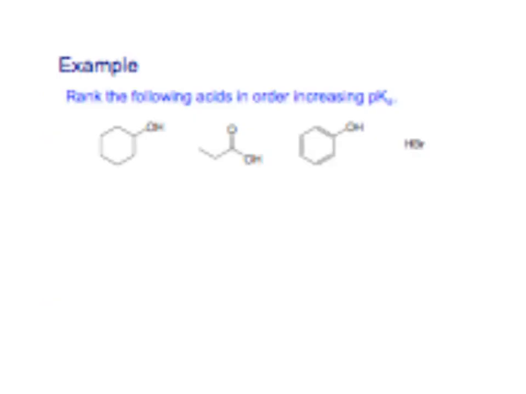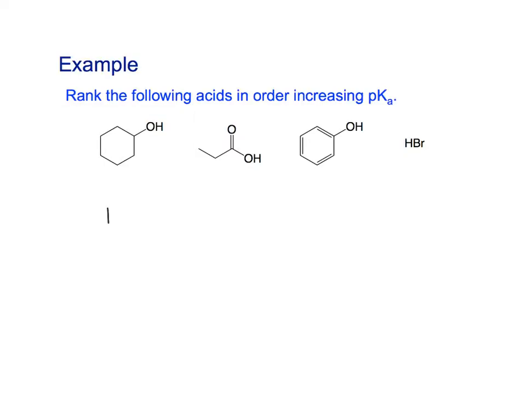So let's do a couple of examples here. What we want to do in this example is to rank these acids in order of increasing pKa. So we're going to go from the low pKa to the high pKa, or the more acidic to the less acidic. In this one, let's do what we've been doing: let's draw the conjugate bases.